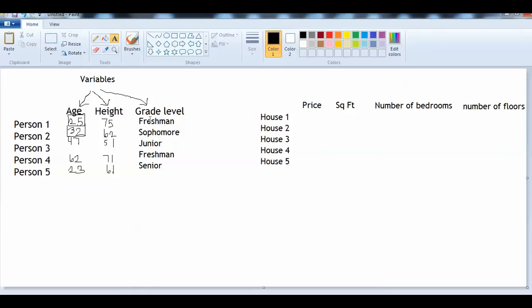And we can also see already that a data value doesn't have to be a number, because right here, freshman is a data value, and over here, 75 is a data value. So data value is just a piece of information. It doesn't have to be a number. It can be a word.